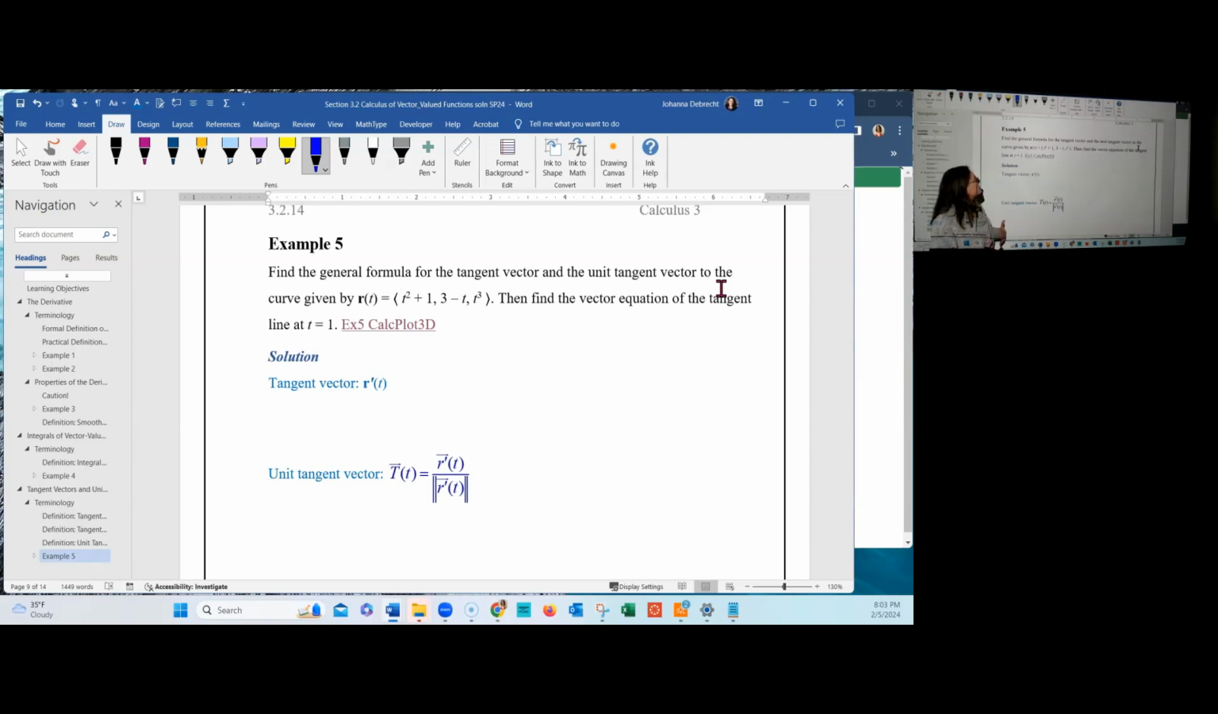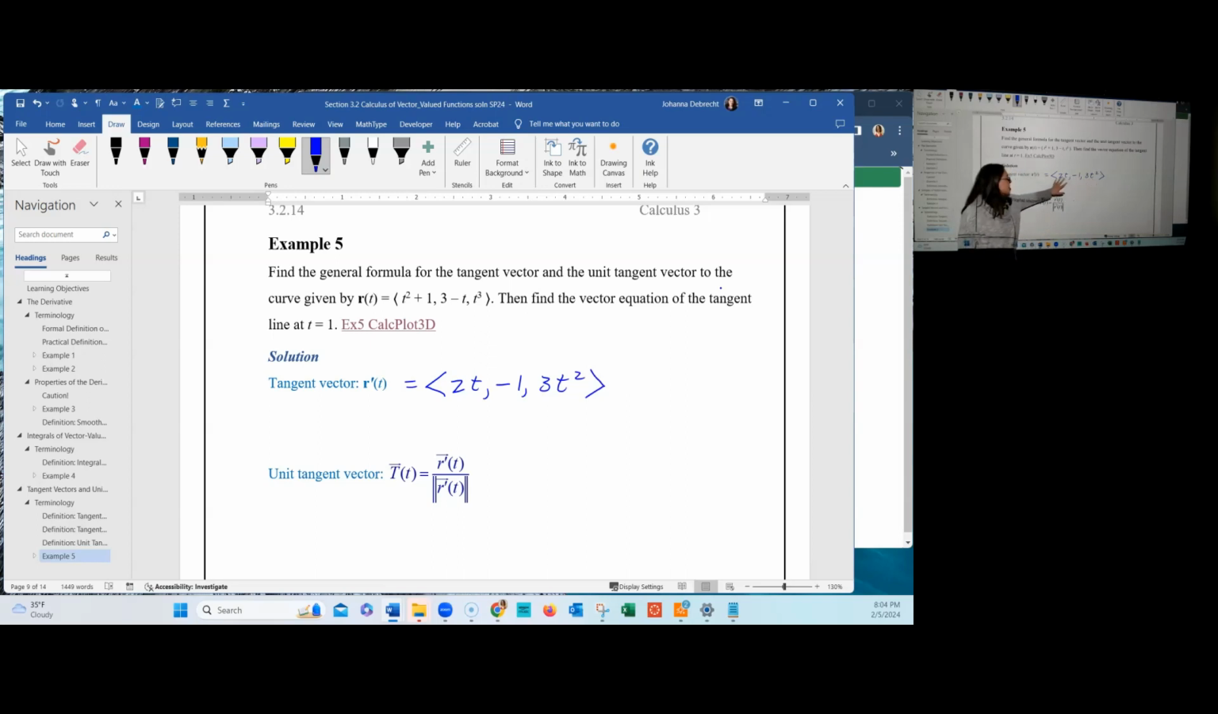All right, so the first thing we want to do is come up with the tangent vector. In order to find the tangent vector, we simply take the derivative. So when we take the derivative, let me see, where can I write? The tangent vector r prime of t is going to be given by 2t, negative 1, and 3t squared. All I'm doing is taking the derivative.